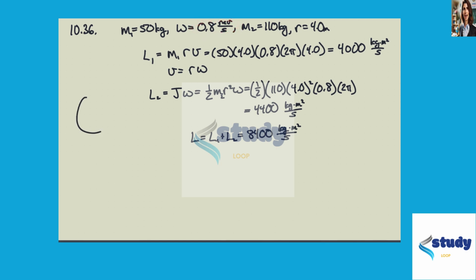We're told a woman with a mass of 50 kilograms is standing on the rim of a large disc that is rotating at 0.8 revolutions per second. So we have this disc, like a merry-go-round, rotating, and some woman standing on the edge of it. It doesn't really matter which direction it's rotating.